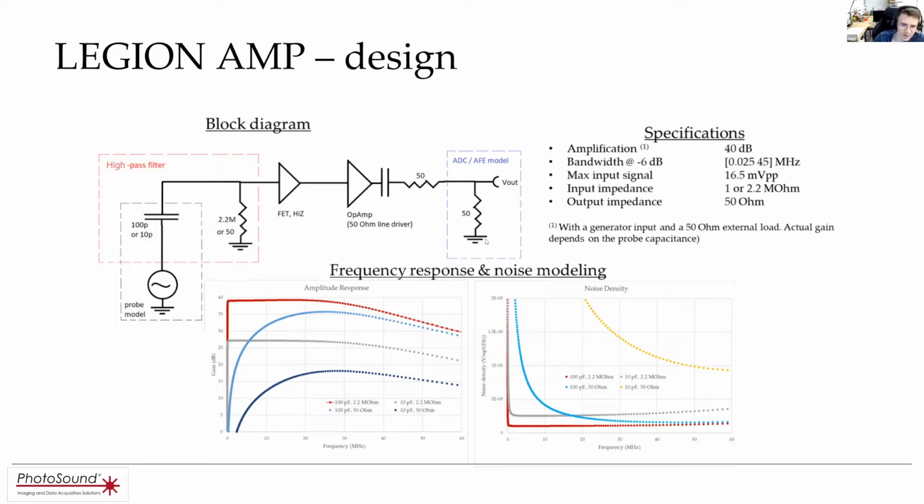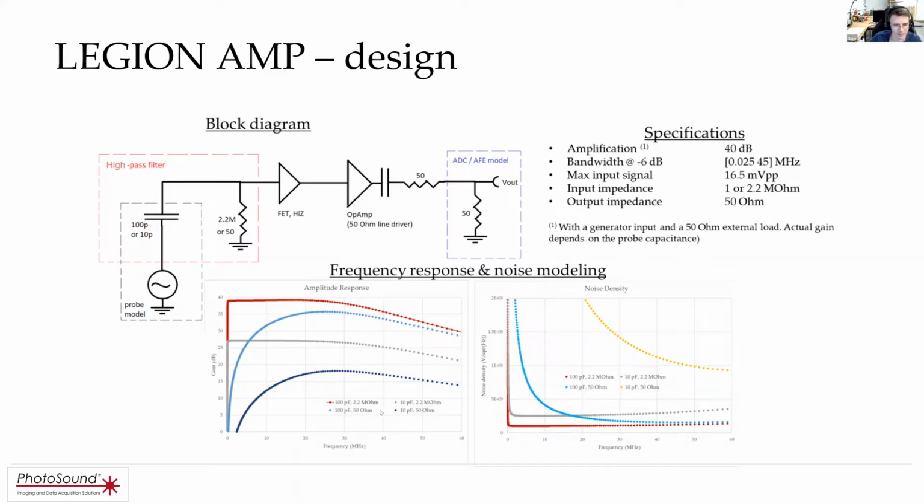And on the bottom of our graph here, we have an amplitude response. This illustrates how you have a linear response with the Legion amp and our higher input impedance as compared to the 50 ohms with these lower input impedances. You can also compare high capacitance probes and low capacitance probes. On this amplitude response, red and gray are both high input impedance, so it's nice and flat all the way down to very low frequencies.